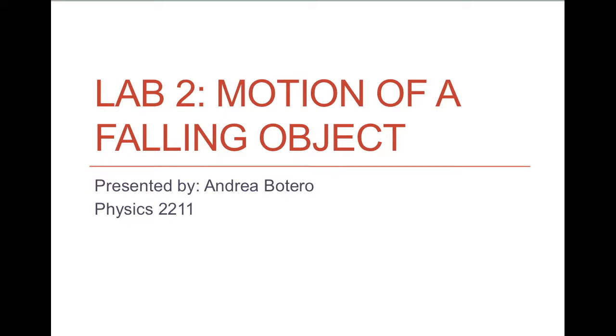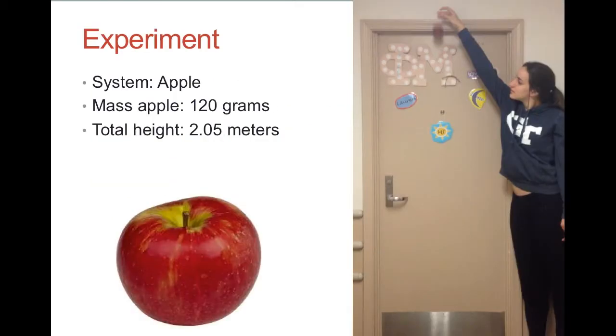Physics Lab 2, presented and created by Andrea Otero. For experiment number 2, we had to choose an object and throw it from rest from a certain height in order to analyze the motion of a falling object.